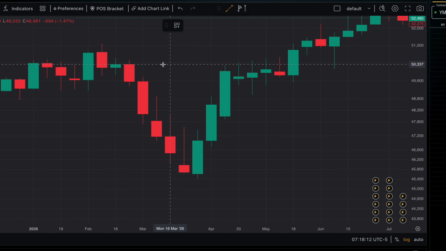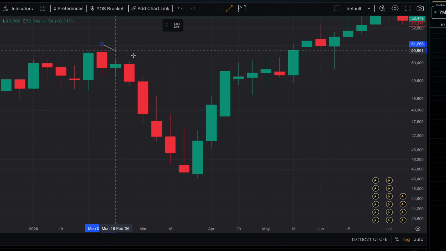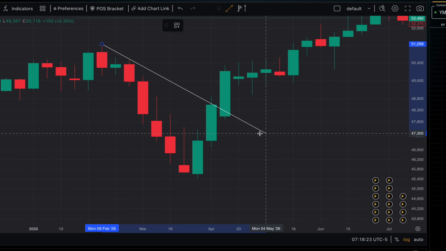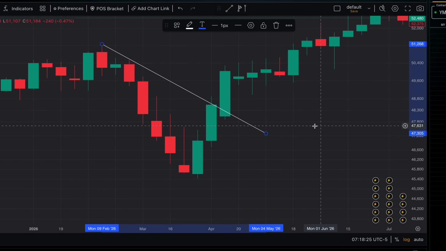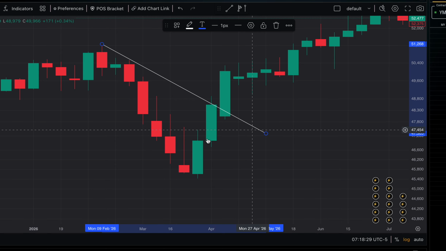All right, there's a couple ways we can do this, y'all. Start from the highest point. I go from wick to wick. I don't go from body to body. The wicks are here. From wick to wick, boom. And you can also do a couple of them, but that's that trend line.